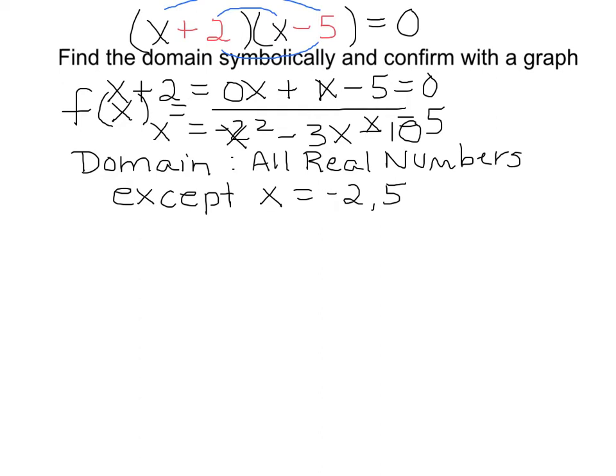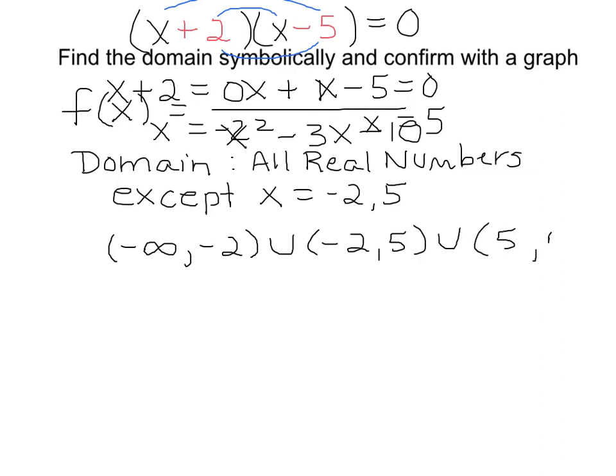Now if we wanted to explicitly say all the numbers it could be in interval notation, we'd start with negative infinity, and we would go up to negative 2, but using a parenthesis, not include negative 2, and then join that, with the union symbol, with all the numbers between negative 2 and 5. Again, not including negative 2 or 5. And then join that with 5 to infinity. So basically we're saying everything but jumping over negative 2 and positive 5.